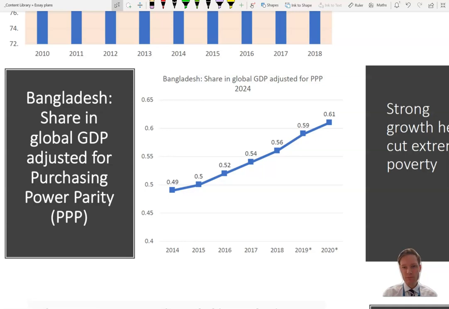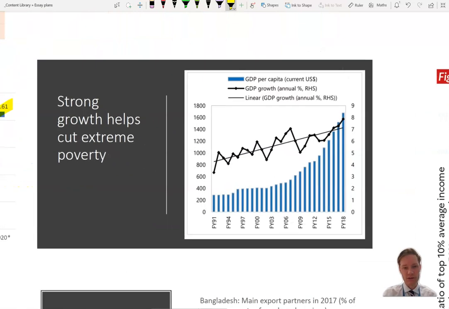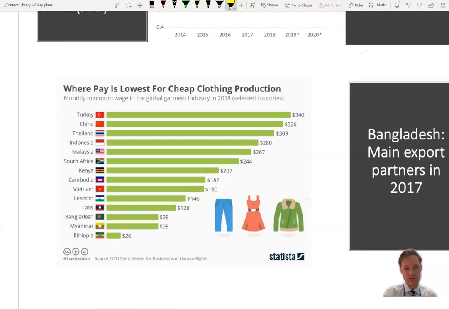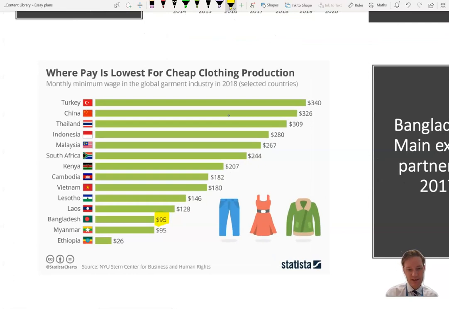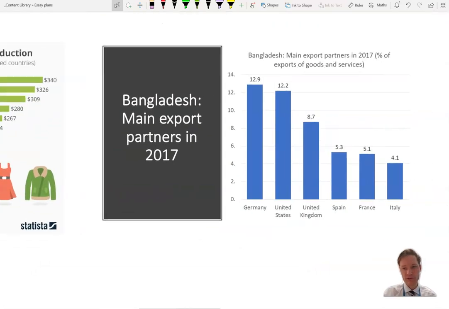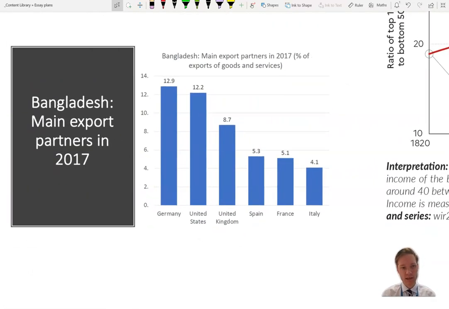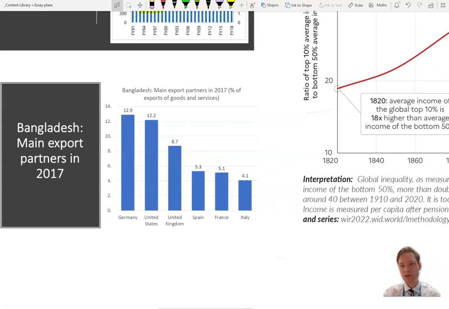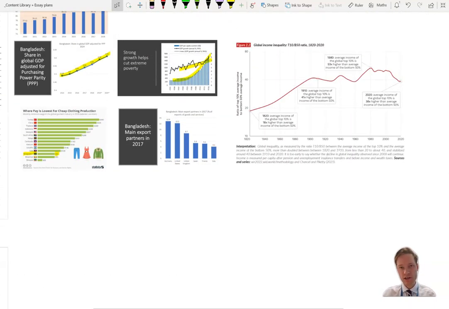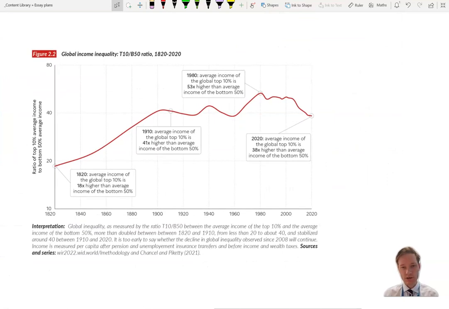Its share of global GDP is increasing significantly since 2014. Obviously, that high growth rate is doing that. Poverty is going down as GDP per capita is rising. We're seeing low pay, particularly in Bangladesh, one of the lowest paid workers in the world for textile manufacture. We're seeing big export partners in the EU, but also in the US. And just finally, what an interesting diagram this one is.